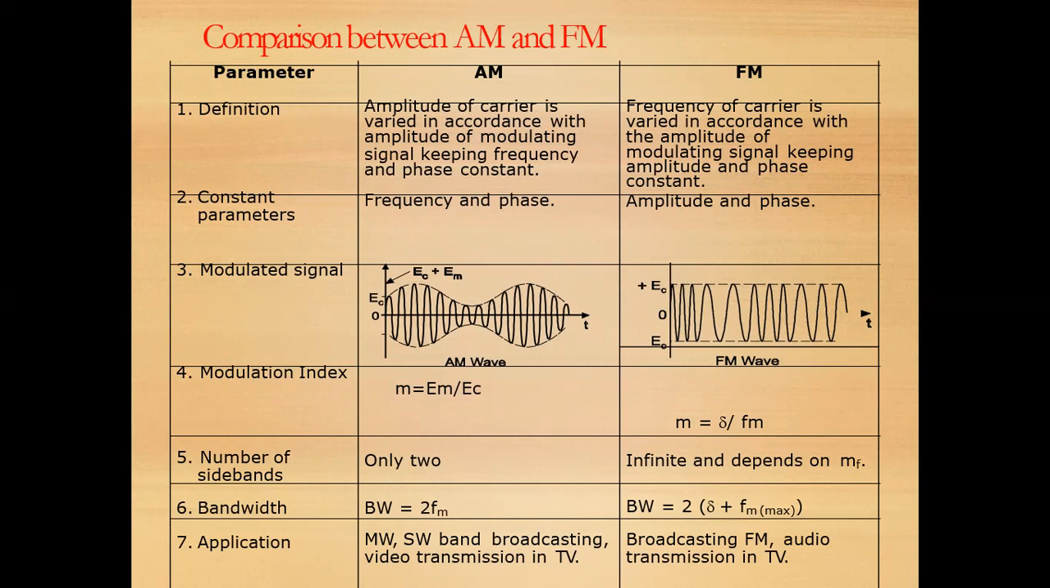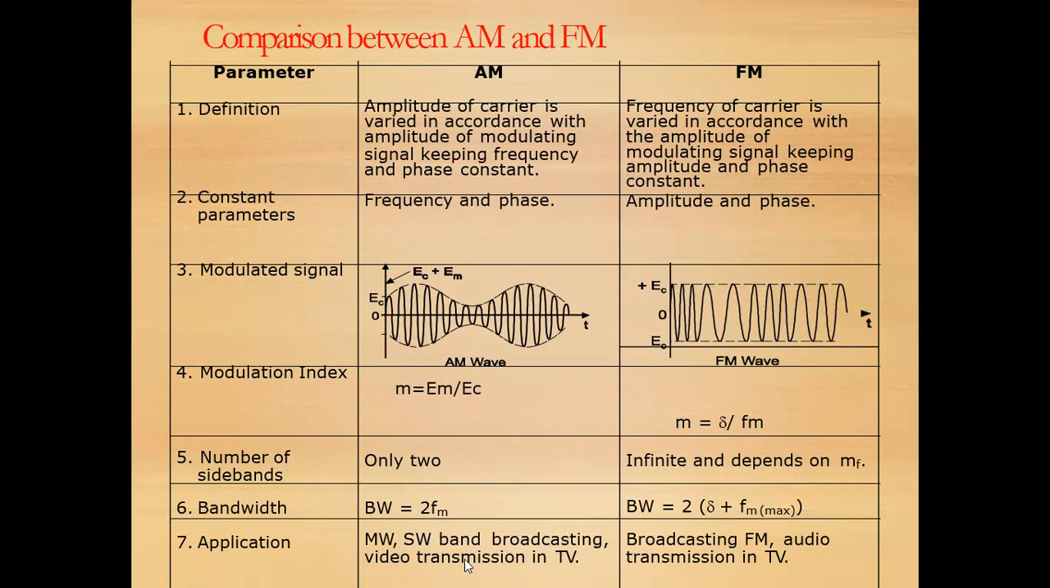Coming to the parameters like frequency and phase, in amplitude modulation the constant parameters are frequency and phase. In frequency modulation, they are amplitude and phase. Then observe the waveforms of AM, and these are the waveforms of FM. Modulation index we know, and the number of sidebands in AM is only 2, but in FM it depends upon the modulation index. Bandwidth is 2 fm in AM and 2 into delta f plus fm in FM.